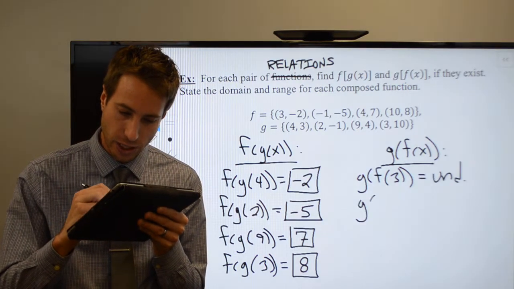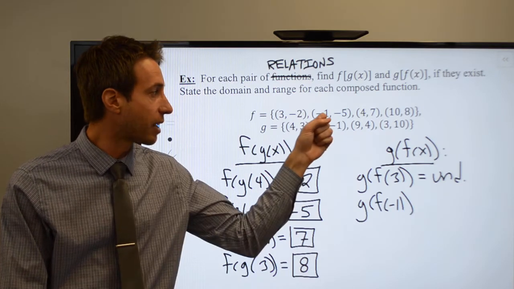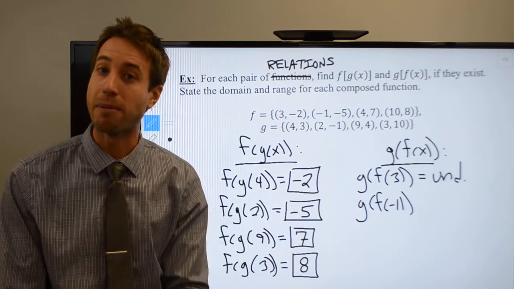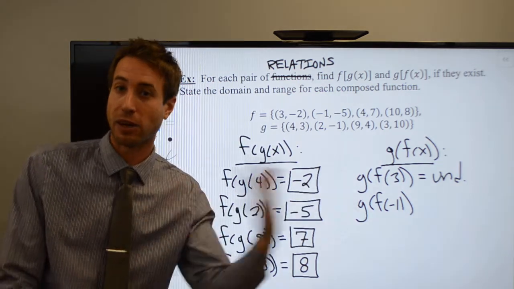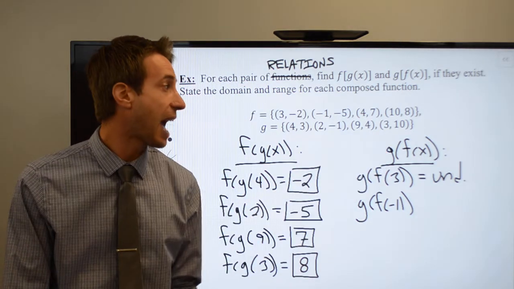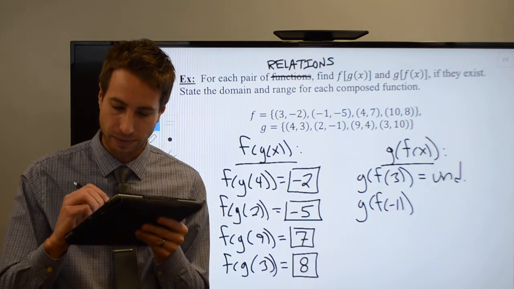Let's do the next one. G of f of negative 1. I plug a negative 1 into f. F gives me back a negative 5. I now need to find negative 5 in g to figure out what its range value is. 4, 2, 9, 3. I don't have a negative 5, so undefined.